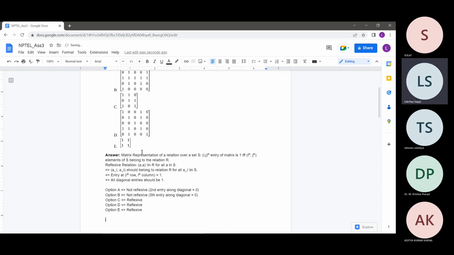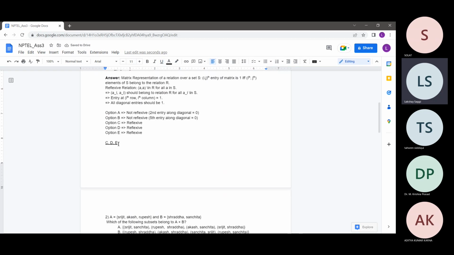So the correct answer is C, D, E. Easy to see that only these 3 are reflexive. So I'll just underline the correct answer. So yeah, we have the correct answer. Many people had written C, D, E. So yeah, that's correct. Aditya and Solar, you both had answered correctly. So I hope it's clear to everyone.